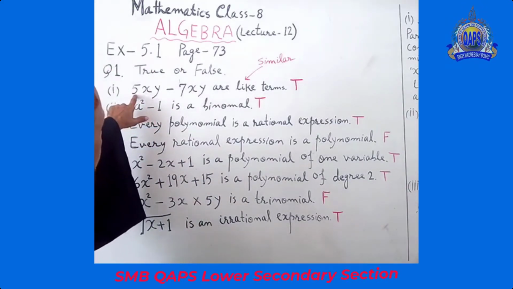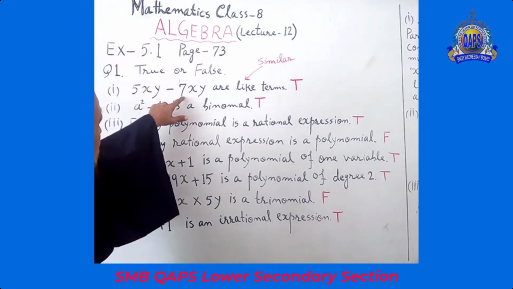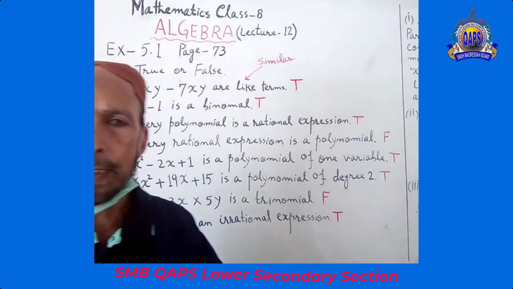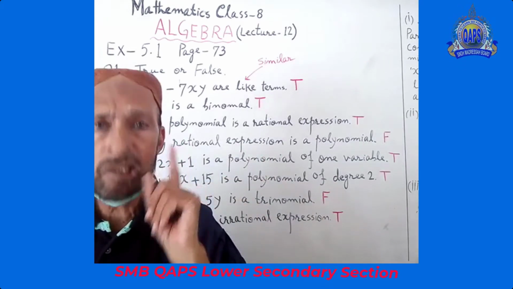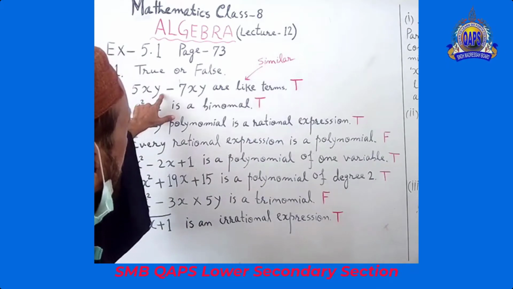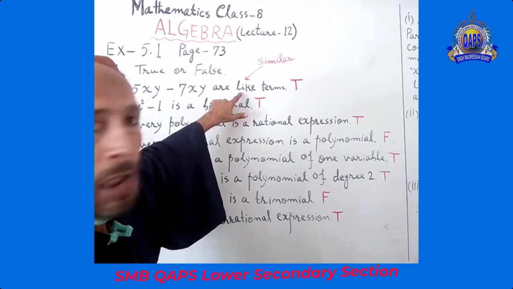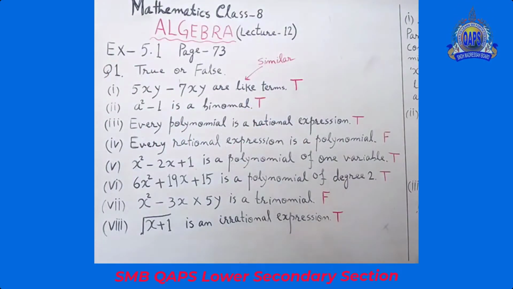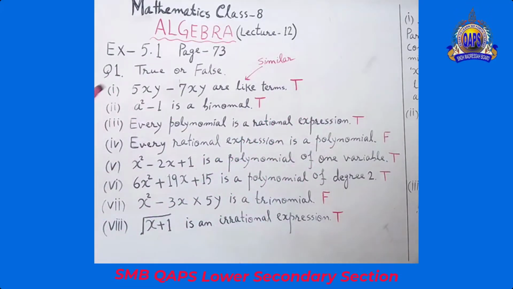If this is 5pq and this is 7ab, they will be unlike. They will not be similar. But over here, xy and xy are like or similar terms. Answer is true.